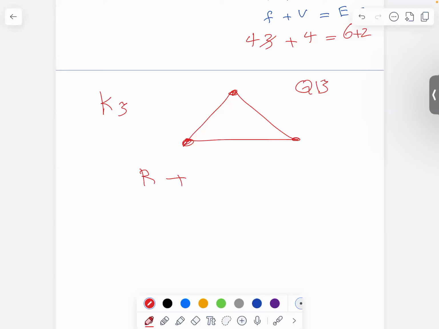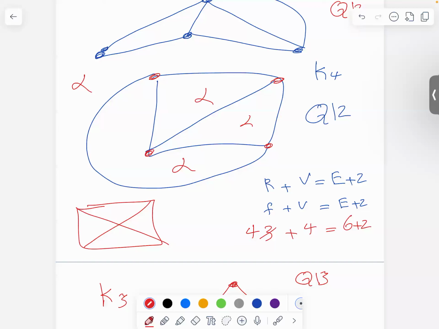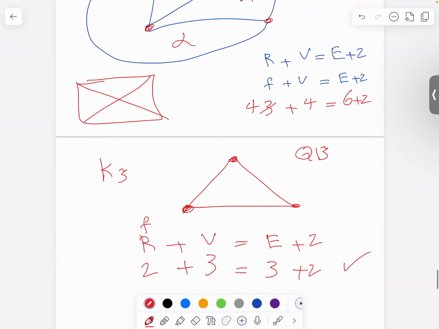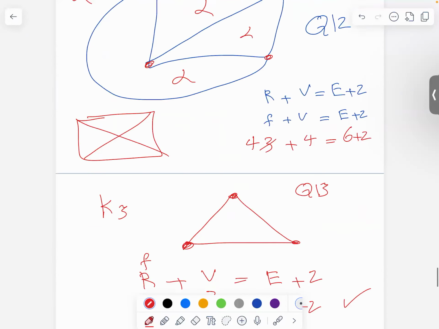Okay, so it says that question 12, this is the K4, but it's not planar. So the Euler formula is true for planar graphs. Okay, so K4 is this one. K4 can be a non-isomorphic version of that one.